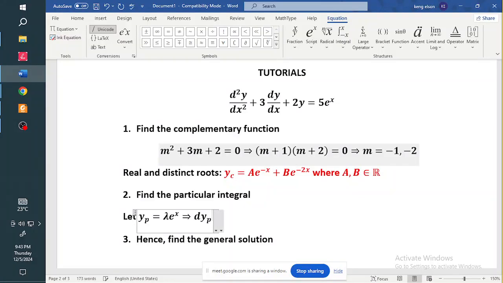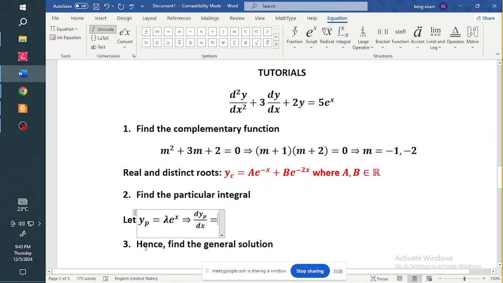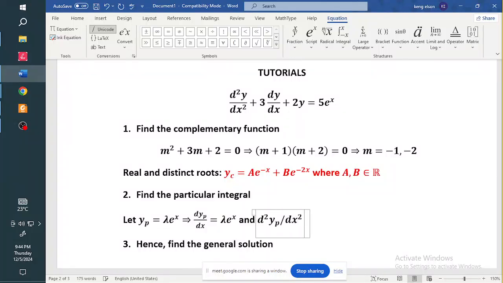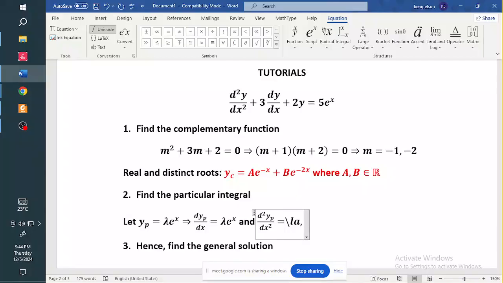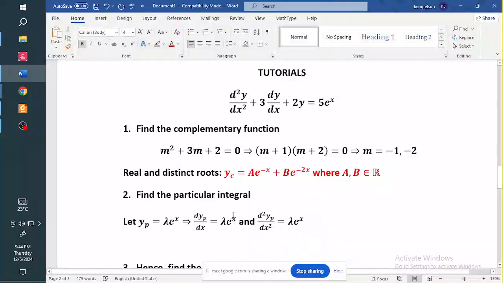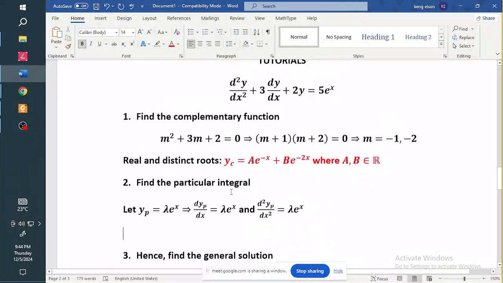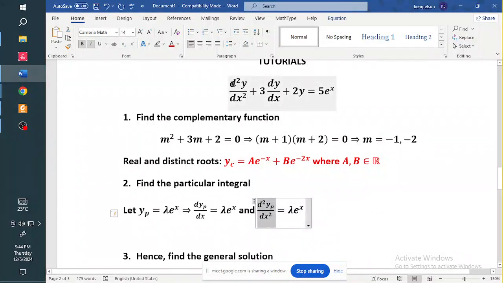When I do the first derivative, since I'm differentiating with respect to x, it does not change. I'll have the same lambda e to the power x. And when I do the second derivative of yp with respect to x, I'll still have the same thing, lambda e to the power x. Now, since yp solves the differential equation, we are going to carry this second derivative and replace here. We carry the first derivative and replace. Then we replace the yp itself and equate to this and find the value of lambda. Then we deduce what yp is going to be.